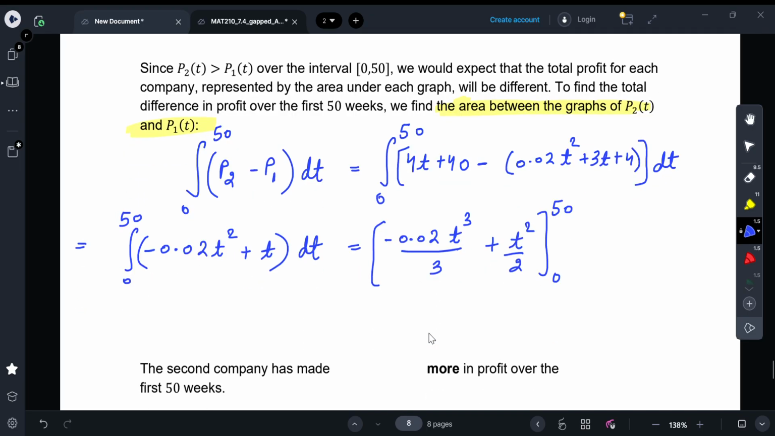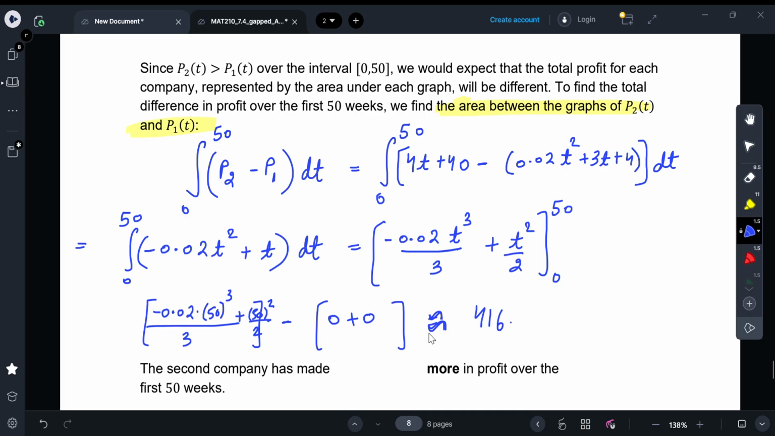And after this, you all should be champions by now. Okay, make the two big brackets, separate them by a negative. You know what I'm about to say next. 0.02 times 50 cubed over 3 plus 50 squared over 2. I mean, just plug it in your calculator. You don't have to copy it. So the second one will just be 0. When I do the math, I'll get approximately 416.667.